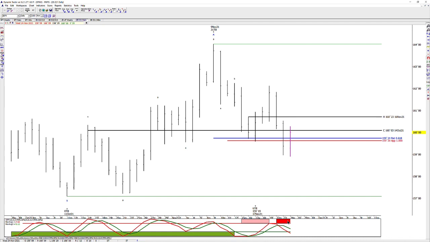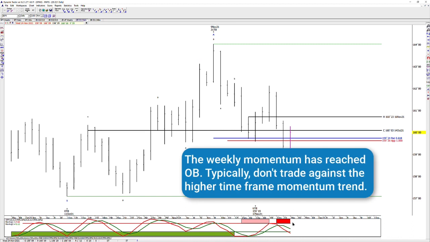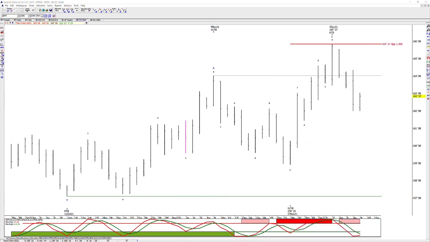So even though the pattern position is really strong to complete an ABC correction, I would avoid the trade, given that the weekly momentum has now reached overbought. And that's what this dark red line represents, as the higher time frame position of the weekly momentum. So I did add some data under the chart, and I cleaned it up quite a bit.